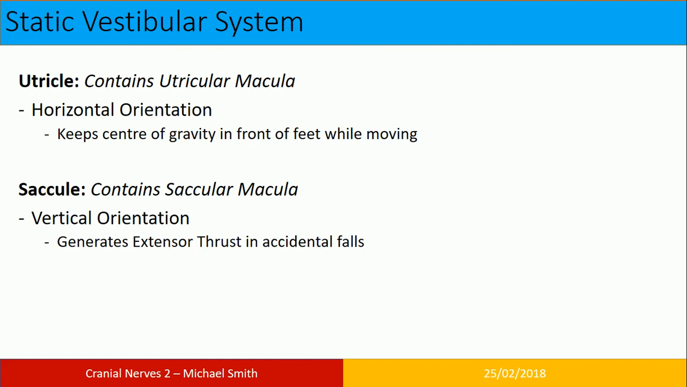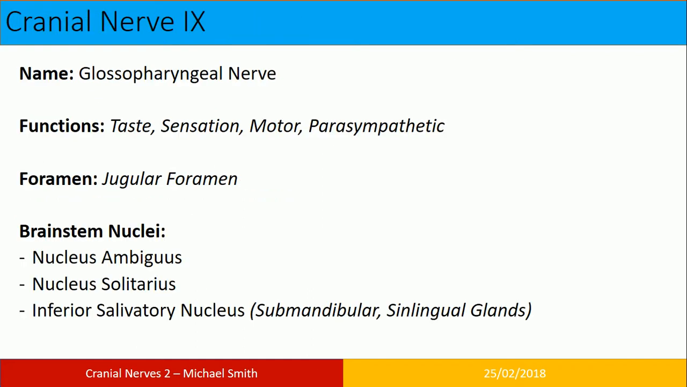So our utricle or utricular macula contains our horizontal orientation, and this allows us when we're walking forwards to keep our center of gravity in front of our feet, so we don't fall over backwards. Our saccular macula does our vertical orientation, and the way that I remember this is because if you drop a sack, it will fall, so that's vertical. And if you start to fall down, this will generate an extensor thrust, so it allows you to extend out and try and stop yourself from hitting the floor face first.